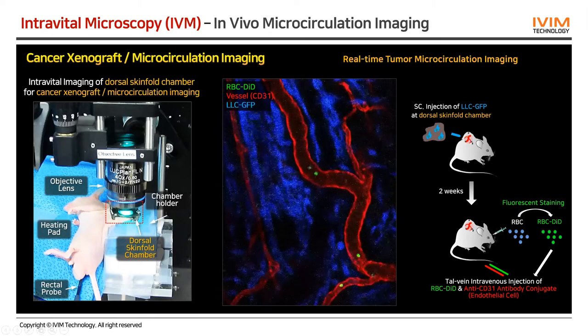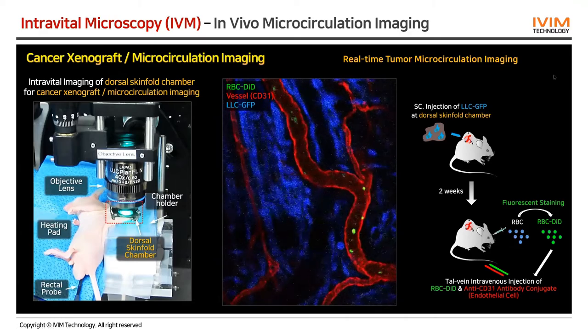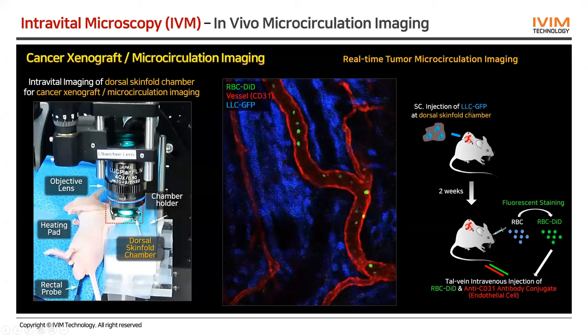And at the same time, we draw out a small volume of the blood, label the red blood cells, and intravenously inject them back into this mouse model. Thereby you can see this pool of red blood cells, and thereby you can see the microcirculation inside this tumor model. And this blue color is a pseudo color of the tumor cell, the cancer cell. It's LLC, Lewis lung carcinoma cell line, expressing green fluorescent protein. So actually the real color of this cell is green, but we just changed it to blue to show you the red blood cells more clearly.